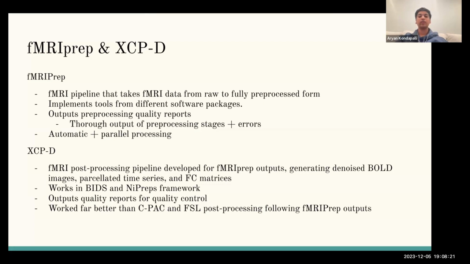Moving on to XCP-D. XCP-D is a post-processing pipeline that picks up right where fMRIprep left off, and it generates the denoised BOLD images, parcellated time series, and FC matrices. It works in the BIDS and NiPreps framework, and this is great for quality control because it gives quality reports, and again, we can identify the outliers and remove them. So far, XCP-D has worked way better than CPAC and FSL in the post-processing stage after the fMRIprep outputs.